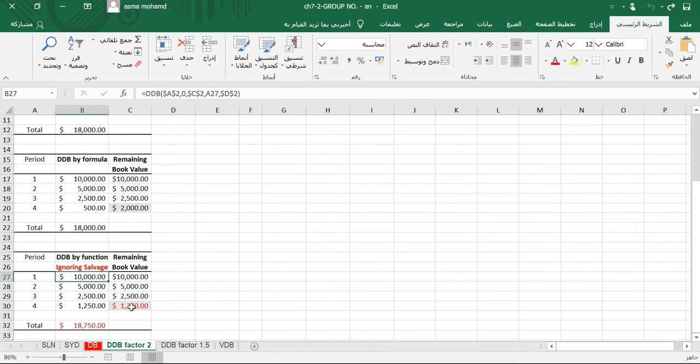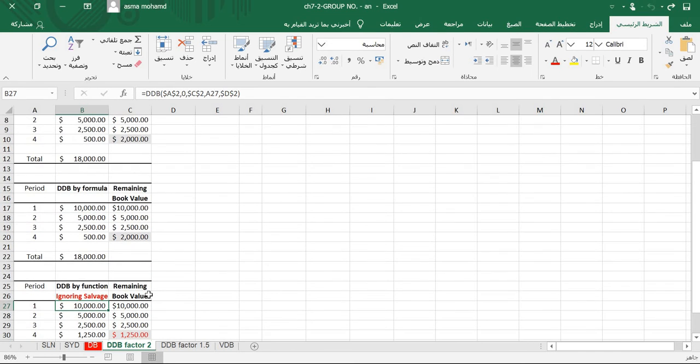That will leave us with 1000, or will go beyond the 2000. So the remaining book value, or the book value at the end of the fourth year, will be less than the salvage value.